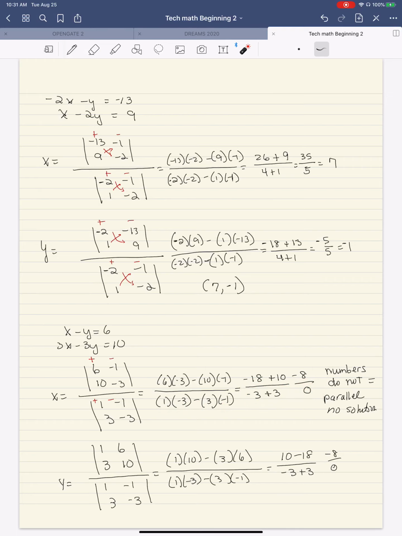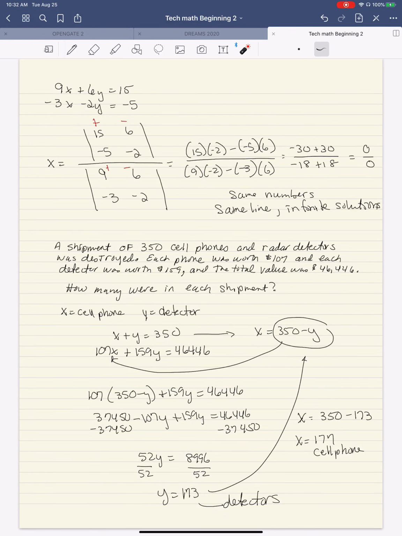All right, let's do the numerator. 6 times the negative 3, minus 10 times the negative 1. So it's going to be minus 18, minus, and the minus 1 is plus 10, so that's minus 8. The numbers do not equal, and you have a 0 on the bottom. This means the lines are parallel, and there's no solution. And I did go ahead and solve this other one, but really you could stop here because once you know they're parallel, they're parallel.